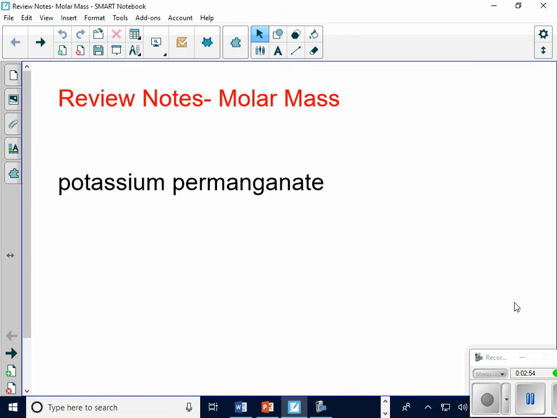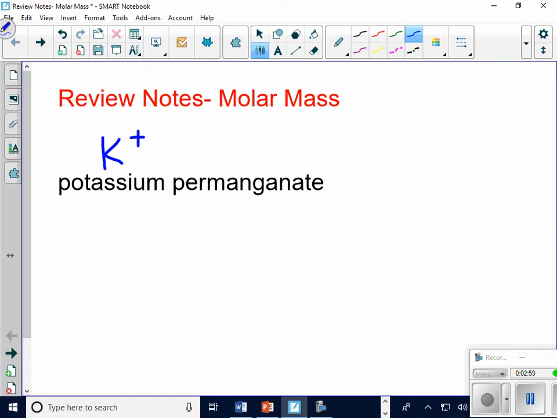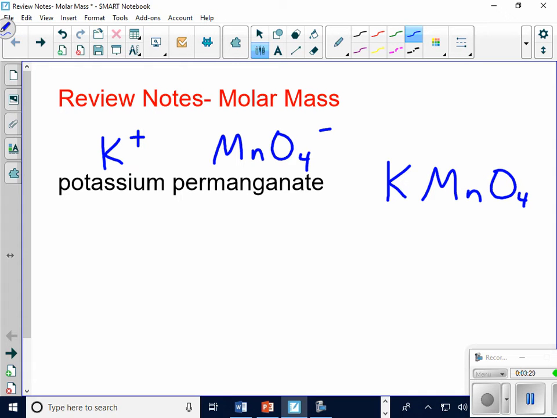Now, I look at potassium. I know potassium is a K1 plus. I don't have permanganate memorized, but I look here and I see that permanganate is MnO4 minus, correct? So if I'm going to write potassium permanganate, it's going to be KMnO4. Would we all agree on that? Excellent.